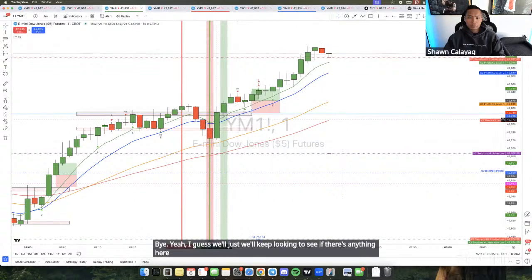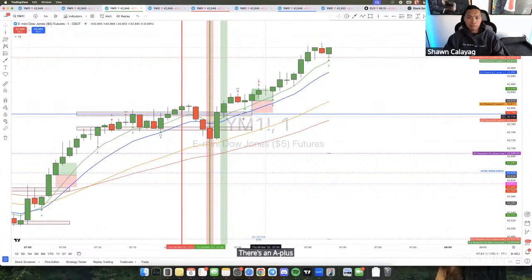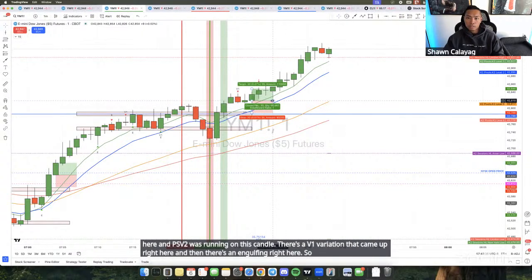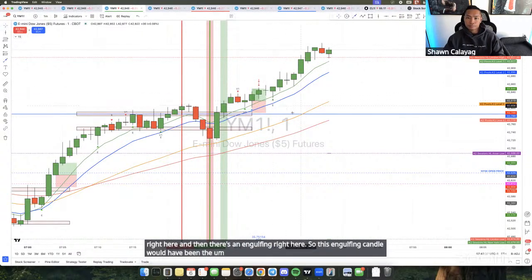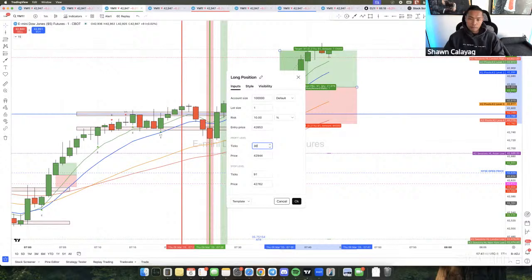But again, the buyers are in control right now. We have a buy signal that's currently running. There's an A plus setup that came up right here after. So we had the buy signal here. MPS V2 was running on this candle. There's a V1 variation that came up right here, and then there was an engulfing right here. So this engulfing candle would have been the A plus plus setup if anybody was looking to take that there.